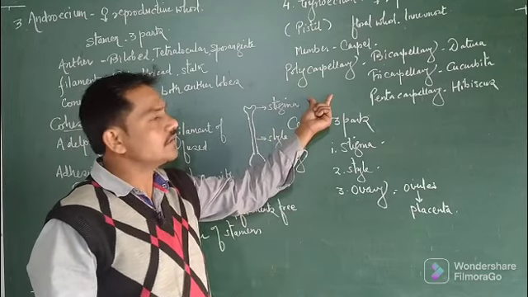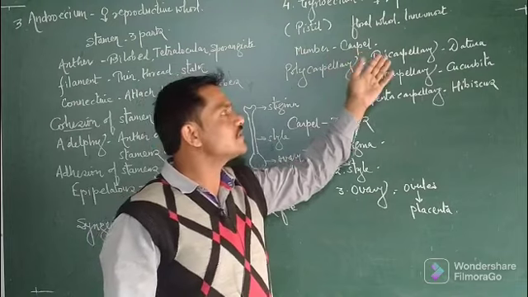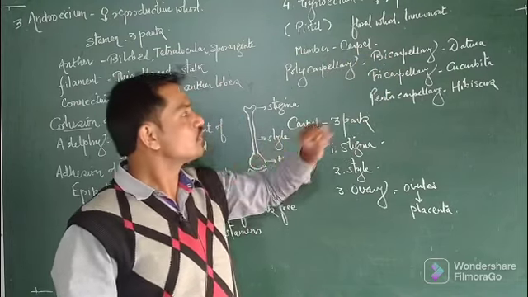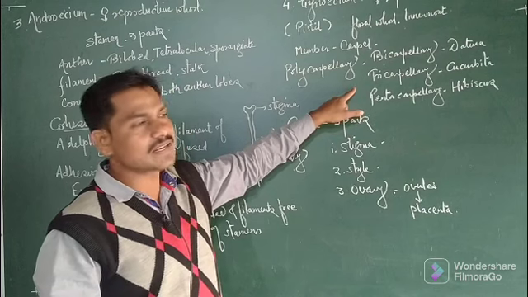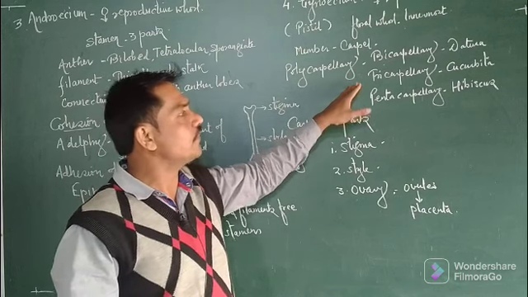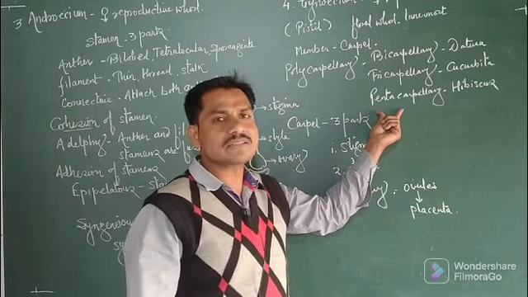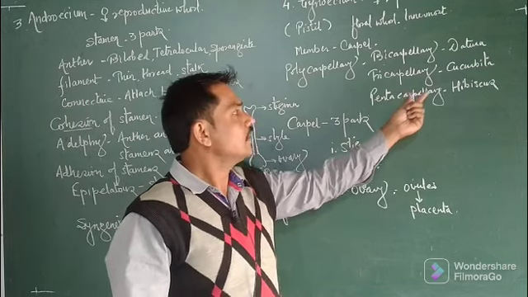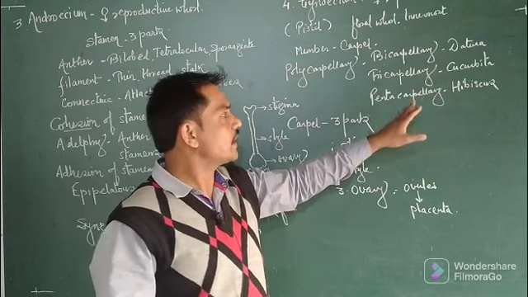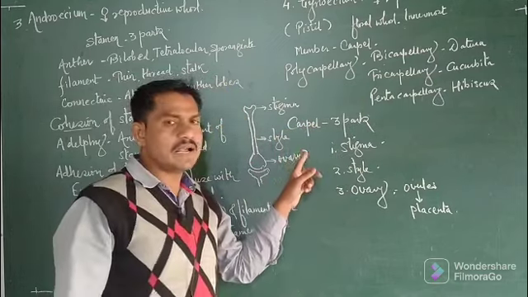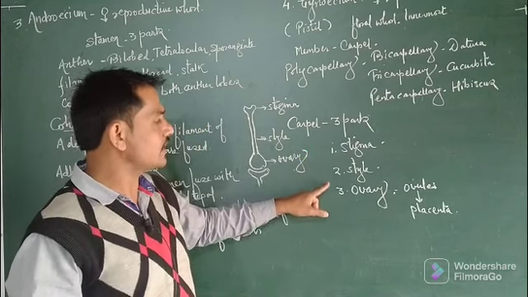In polycarpellary condition, if there are two carpels, this condition is bicarpellary, which is found in the datura flower. If three carpels are there, this condition is tricarpellary, found in the flower of cucurbita. If five carpels are there, this condition is pentacarpellary, and such pentacarpellary gynoecium is found in the hibiscus flower. A typical carpel has three parts: stigma, style and ovary.